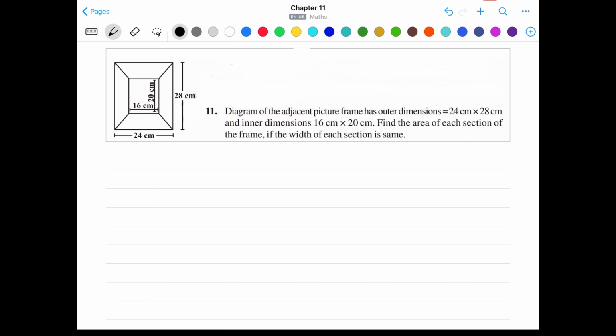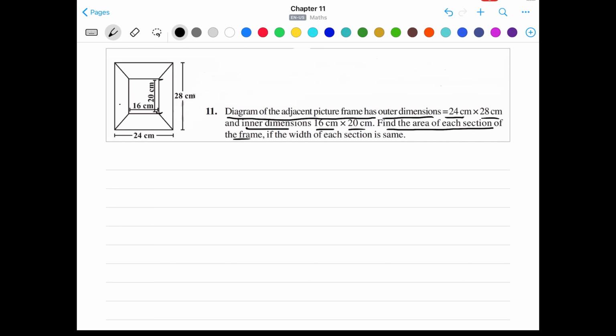Now moving to the next and the last question of this exercise, question number 11. The diagram of the adjacent picture frame has the outer dimension 24 by 28 centimeter and the inner dimension 16 into 20 centimeter. We have to find the area of each section of the frame if the width of each section is the same. Outer dimensions are 24 and 28 centimeter and the inner dimensions are 16 and 20 centimeter.